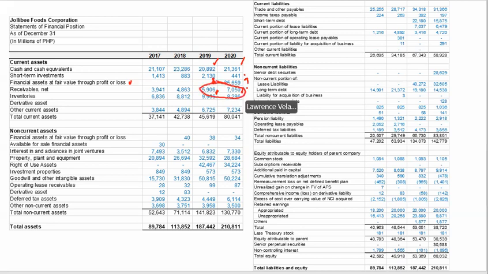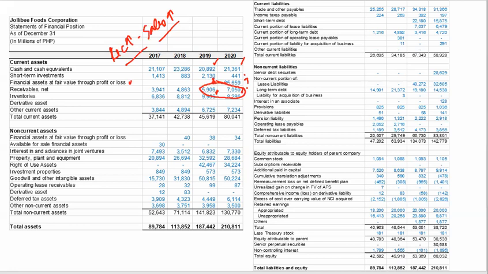Tumataas yung receivables. What is the interpretation of an increase in receivables? Okay? Receivables increase if sales increase. Tama ba? That is the usual thing, di ba? So increase in receivables might be a good thing if it is coupled with an increase in sales, right?